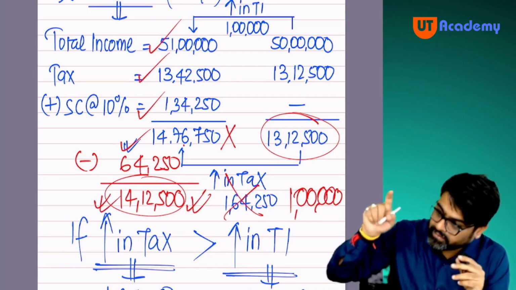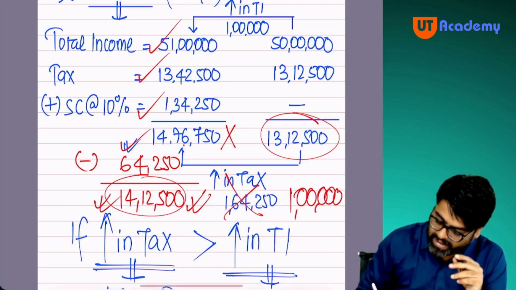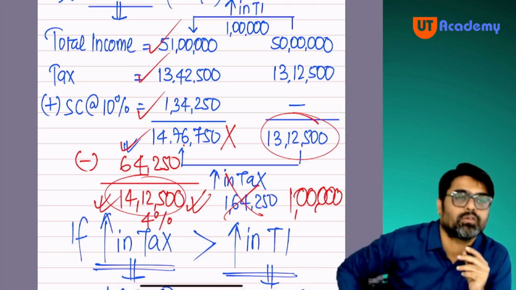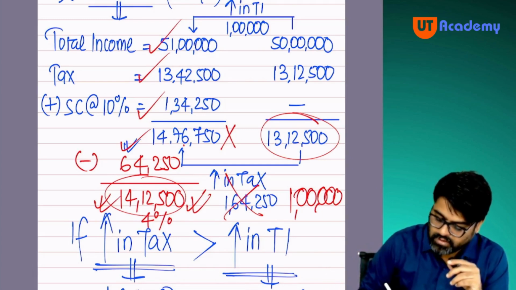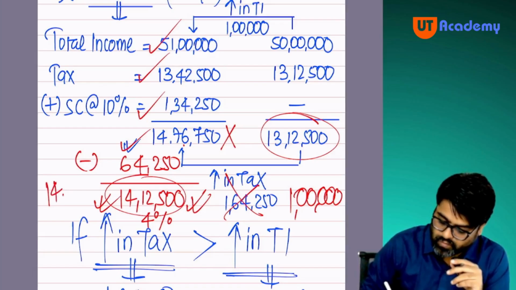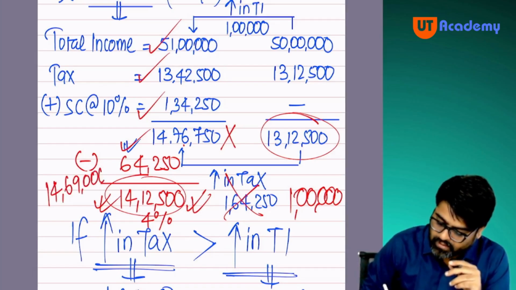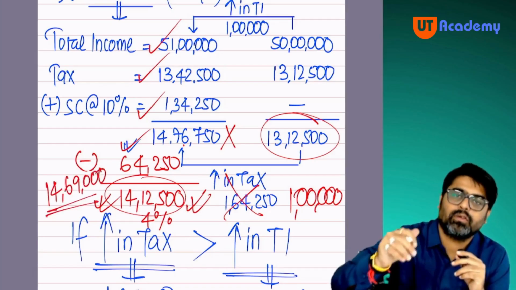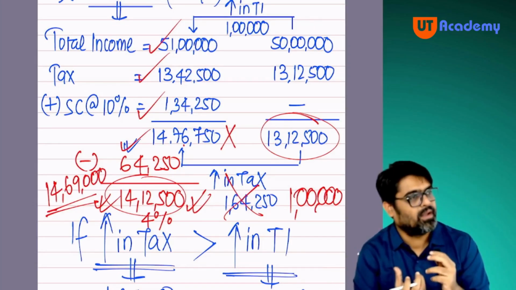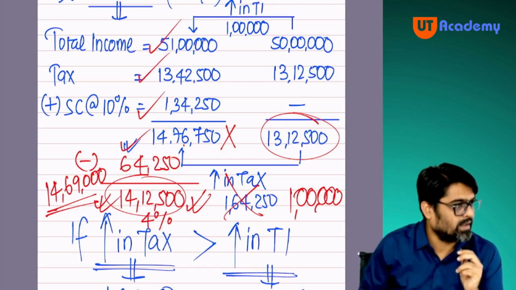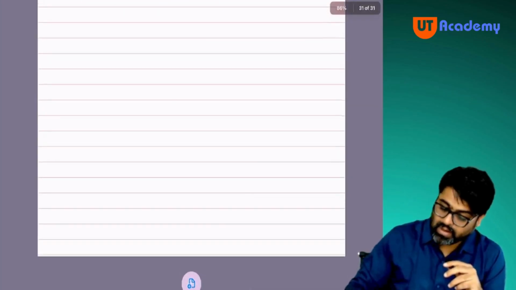14,12,500. Now in this 14,12,500, I will add 4% cess. 4% will be how much? Total 14 lakh 68,000. This is your gross tax liability. Two, three more examples we'll see. You'll be comfortable with the calculations. Yes or no? Okay.